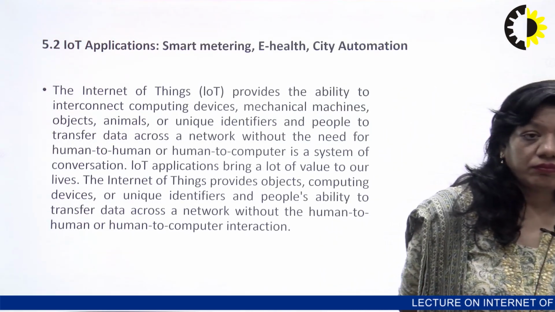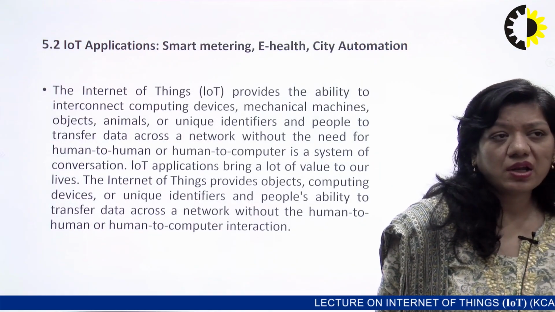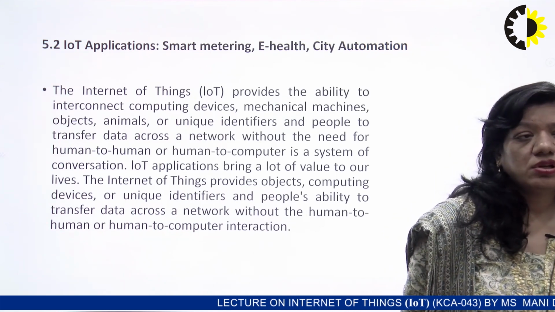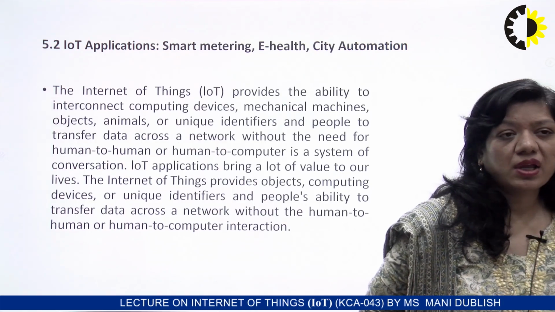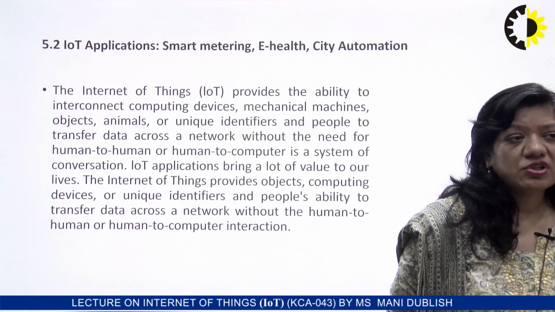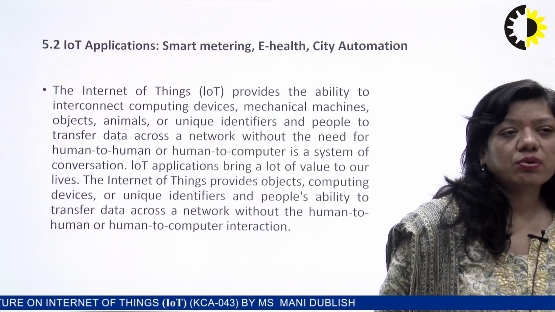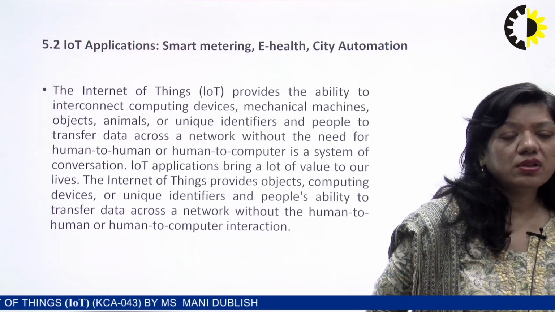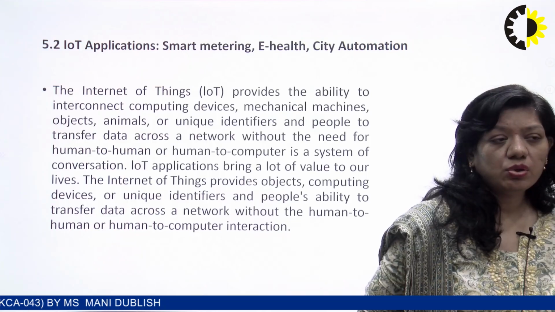So next one is IoT applications. We have many kinds of IoT applications like smart metering, e-health, and city automation. The Internet of Things provides the ability to interconnect computing devices, mechanical machines, objects, animals, or unique identifiers, and people to transfer data across a network without the need for human-to-human or human-to-computer interaction. So IoT applications bring a lot of value to our lives.